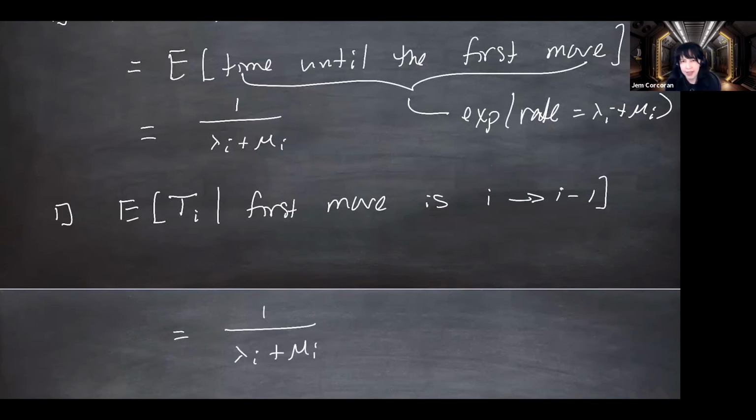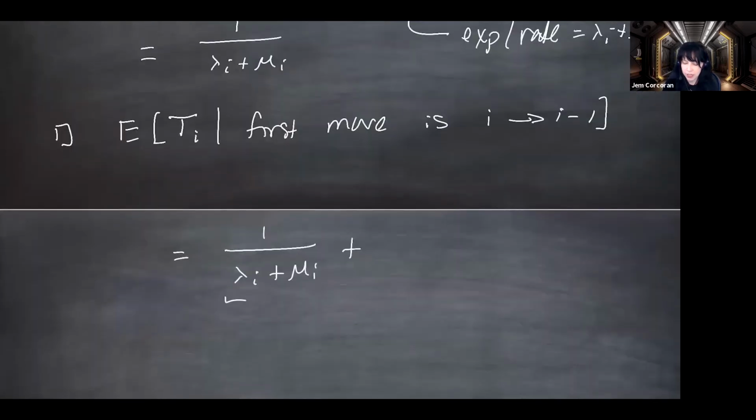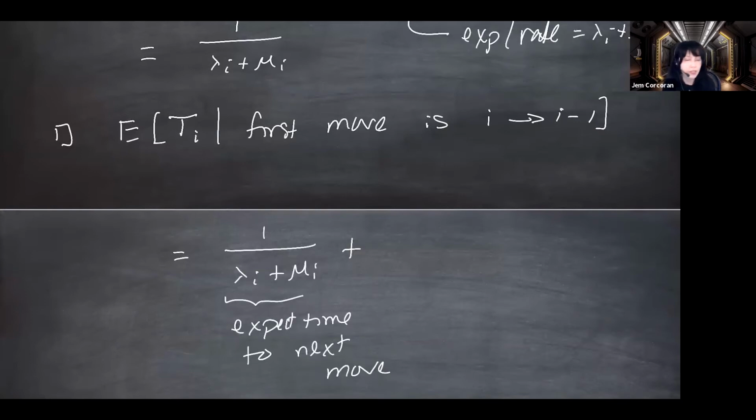We're at state I. The next thing that can happen is a birth or a death, and whichever one comes first is what will happen. And so we're racing with birth and death, and the minimum of the birth process and the death process has an exponential amount of time in between with rate lambda I plus mu I. So that's just the expected time to the next move. And I'm sure that's confusing because I have EXP meaning several things.